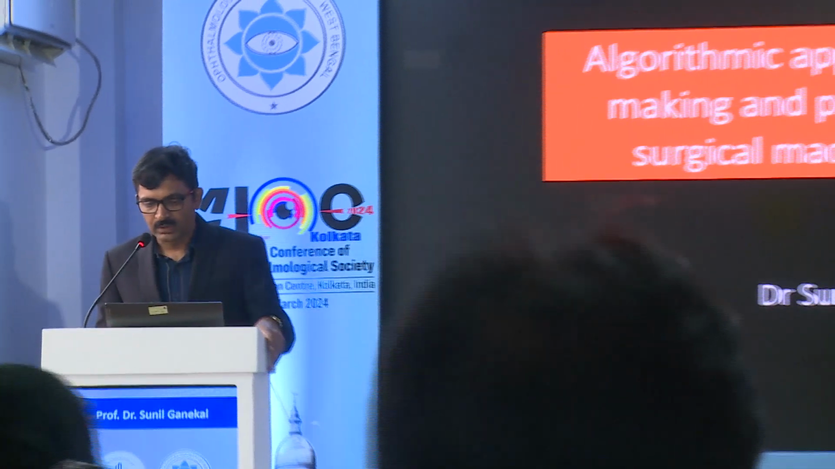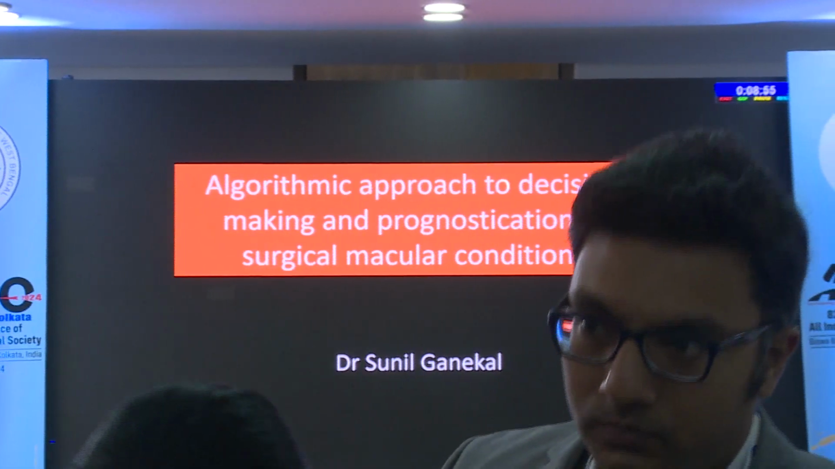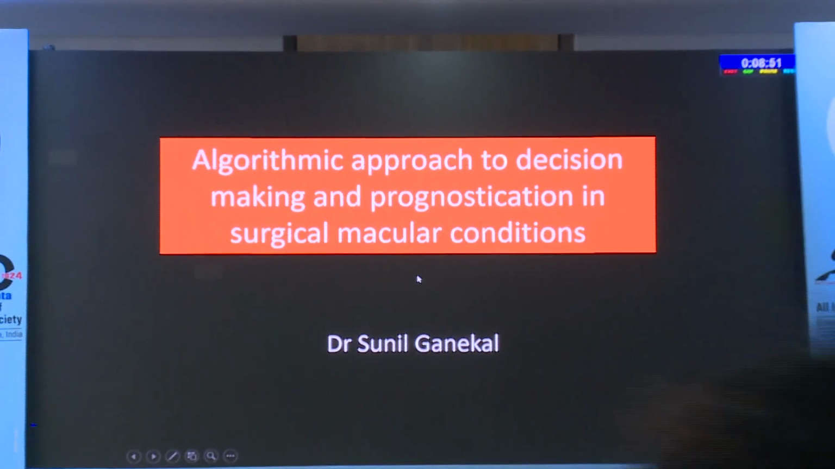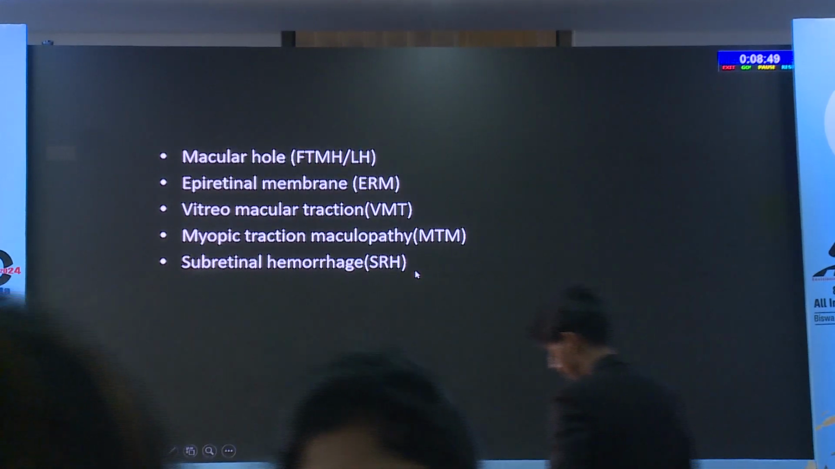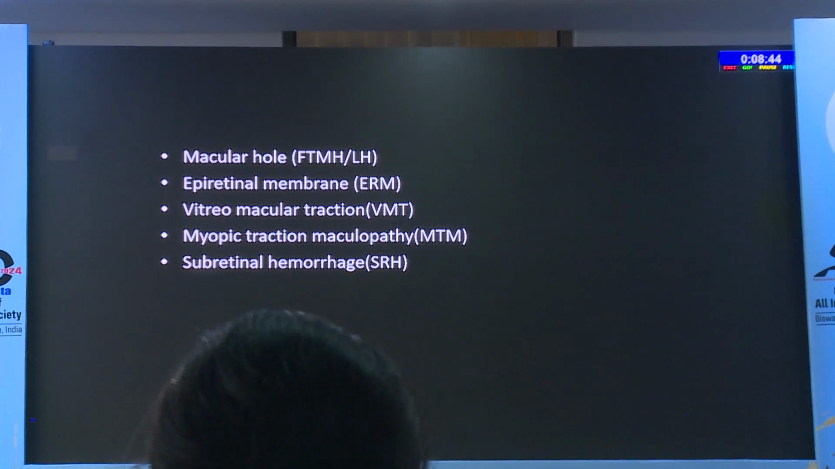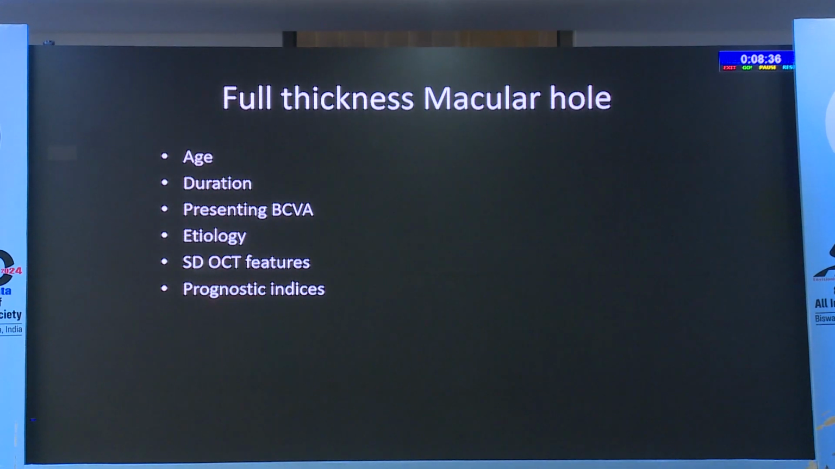So let me cover some of the surgical macular conditions and how to prepare an algorithm for management of such cases. I'll be covering some of the commonest surgical conditions one tends to see. Either it could be a full thickness macular hole or lamellar hole, ERM, vitreomacular traction, myopic tractional maculopathy and subretinal hemorrhage.